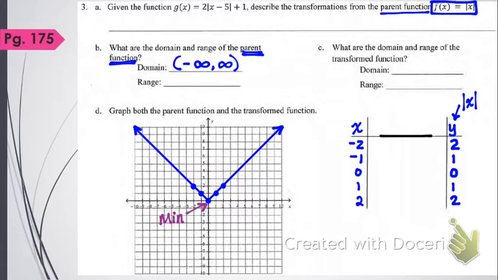Speaking of the lowest it's ever going to go, when I'm talking about the range, I'm looking up and down. What is that lowest point on the parent? 0. What's the highest point on the parent? Infinity. We have arrows on the end, so it keeps going forever. But we don't put brackets around that. 'Cause they're absolute. That's absolutely correct.